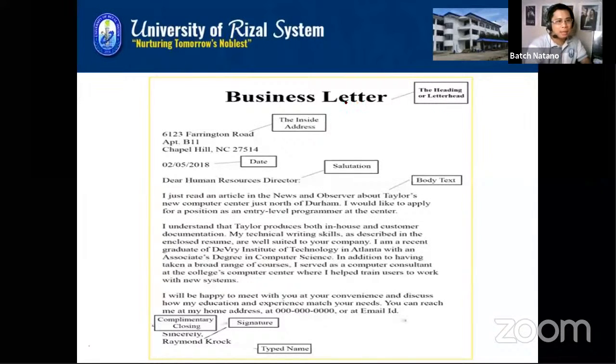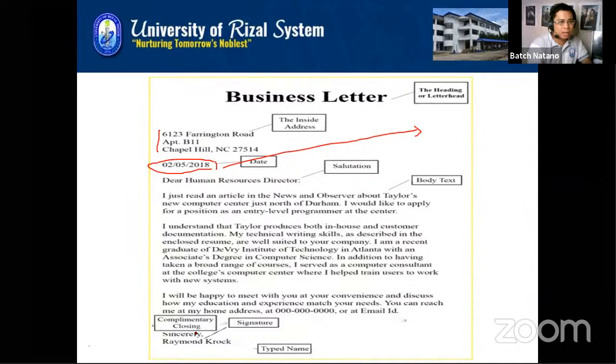So here is the heading or letterhead. If you already have your letterhead, you have already seen an example of a letterhead, and this is now the inside address. Okay, this one is misplaced. It has to be placed here. My apology. Then we have the salutation, the body text, the complimentary close, the signature, and then the name of the recipient of the letter. Okay, my apology for the date. It has to be placed before the inside address. It is placed after the heading.